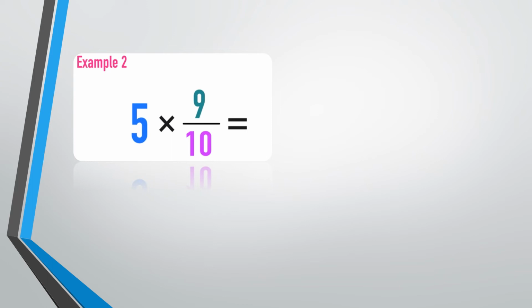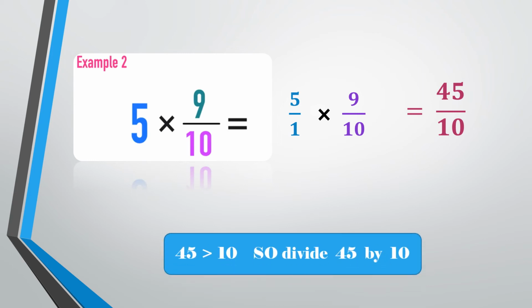In this example, 5 times 9 over 10. Let's change 5 into a fraction: 5 over 1 times 9 over 10. As we said earlier, multiply the numerators together and the denominators together to get 45 over 10. Let's compare 45 and 10. As you see, 45 is greater than 10, so we divide 45 by 10.